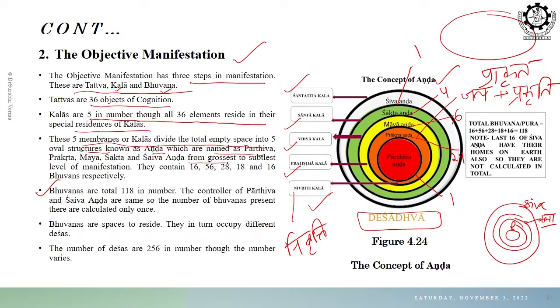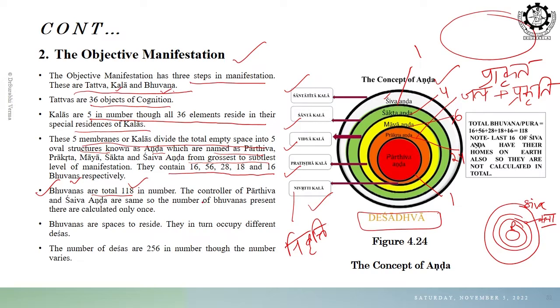And from grossest to subtlest level of manifestation, Parthiv is the grossest one and Shiv is the subtlest one. They contain 16, 56, 28, 18 and 16 bhuvanas. Bhuvan is the last one. The actual residences, the locations, are known as bhuvan, and they are numbered differently: 16, 56, 28, 18 and 16. Bhuvanas are in total 118.